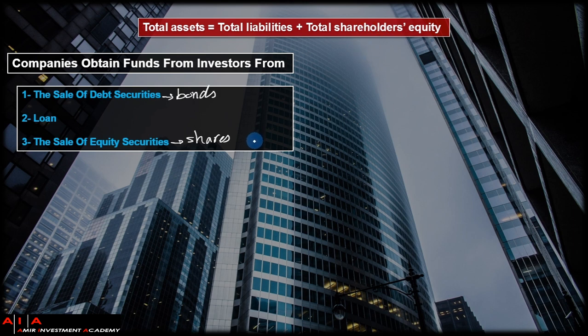Equity securities have many different types, and again, we have a section dedicated to it. We will talk about it, but the most common type is called common share, which is the type where you actually bring in new owners. So these two here, the bond, the debt security, and the loan, are called raising money through debt. And this is called raising money through equity.